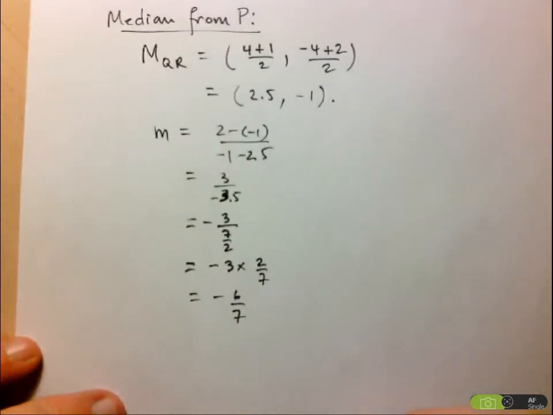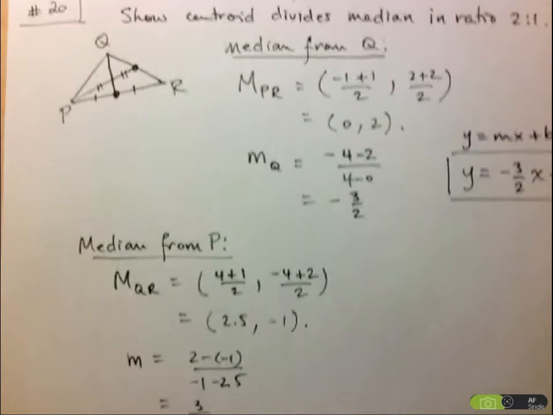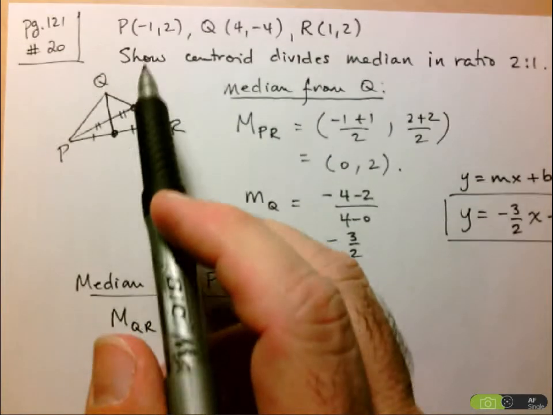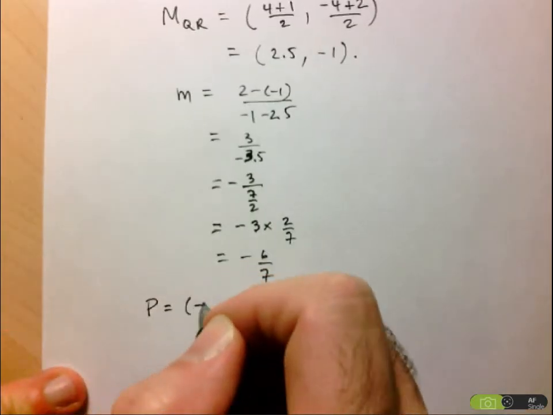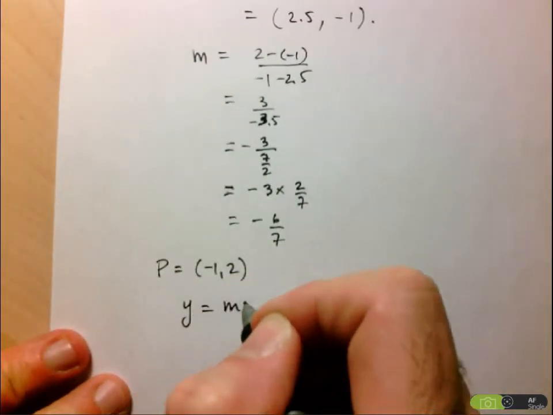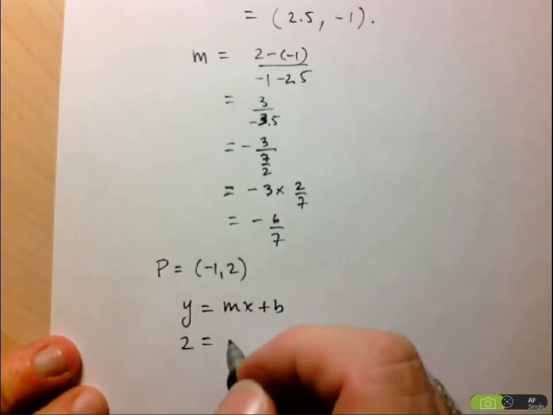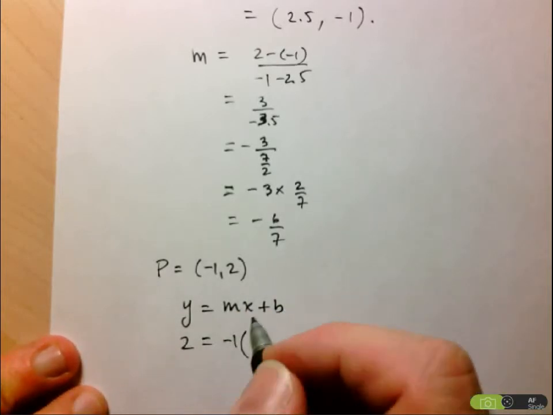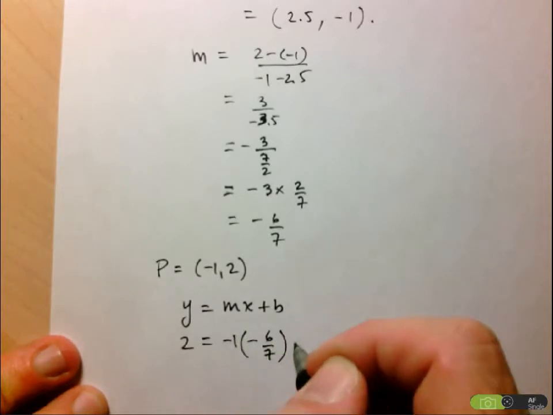Okay, now that we have the slope, we can use either the point P or the midpoint. Since the point P is nicer, I'll use that one. So I'll use P, which is (-1, 2), and here's my slope. Let's stick that into y equals mx plus b. So the y value is 2 equals, and here we've got negative 1 times our slope, which is negative 6 over 7, plus b.